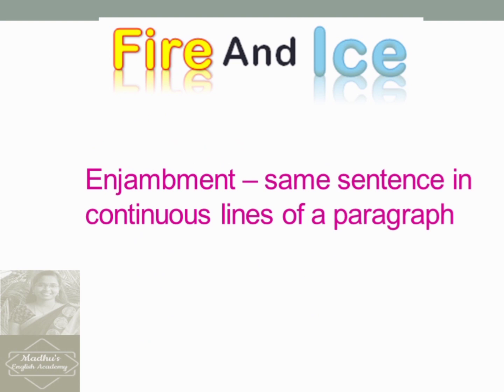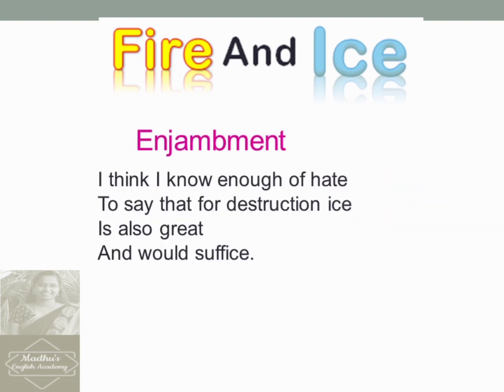Following alliteration, you are learning enjambment. Enjambment is the same sentence continuing across lines of a poem. Look at the example. You don't have any full stop or comma at the end of any line except the last line. And this is a continuous sentence also.